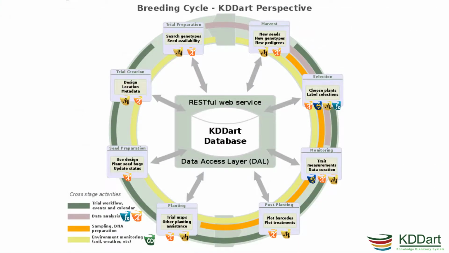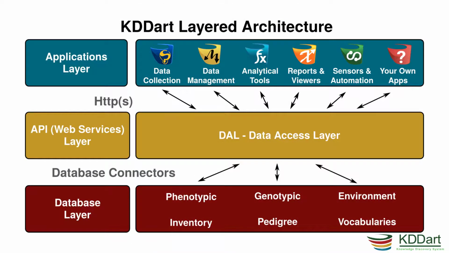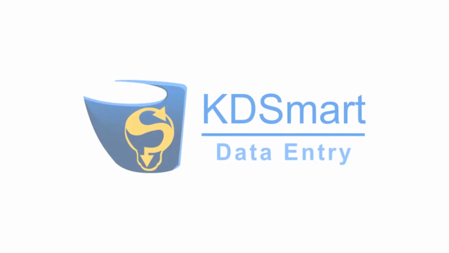KDDart was primarily designed for breeding and pre-breeding applications. However, it has the flexibility to be applied to multidisciplinary agroecological and environmental research. The system has a modern IT architecture with the Application Programming Interface, or API, connecting the database storage layer to a panel of user applications. Let's look at some of the features of the main apps.